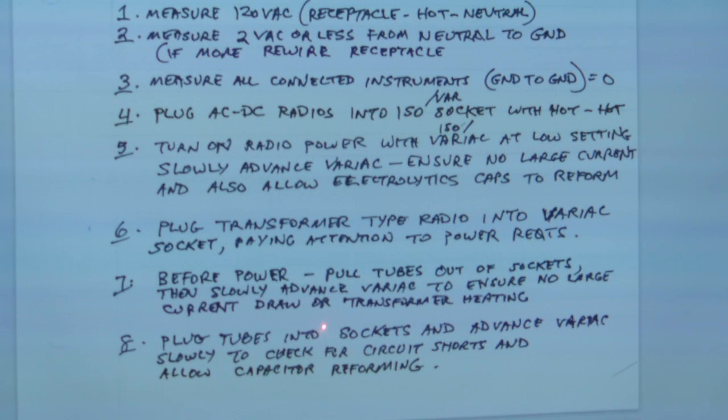Plug the tubes into the sockets and advance the variac slowly to check for circuit shorts and allow capacitor reforming. Similar to what you did in the AC/DC radio, but now you've got the load in place, you've got the tubes all heating up, and you're checking the performance of the transformer under the typical load. You want to make sure that it might meet its specification in terms of volt-amps, but does not exceed that. If it exceeds that, you know you're dealing with some kind of leakage or shorts in the circuit that was not intended to be there, and you're going to have to troubleshoot that.